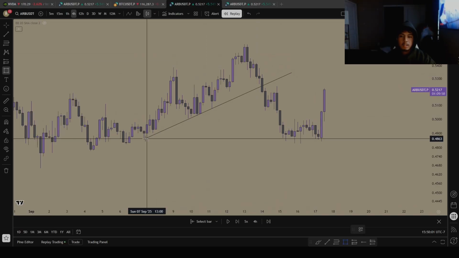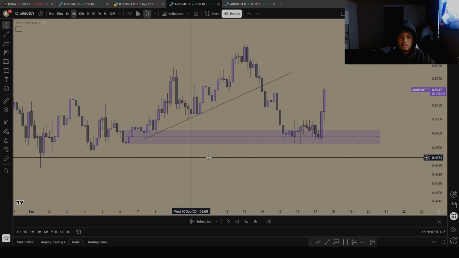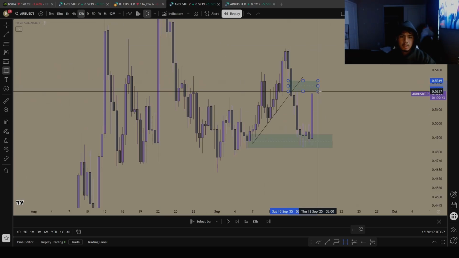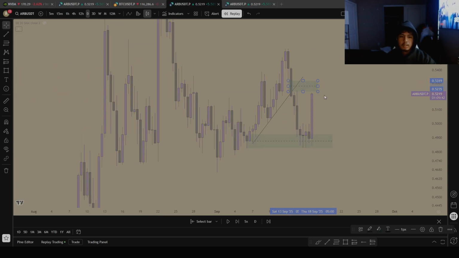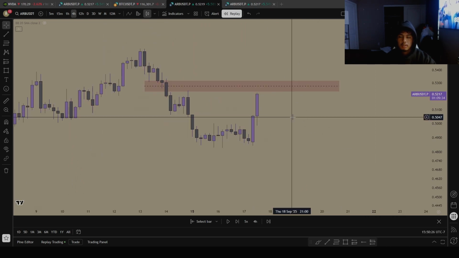Let's identify supply and demand. Right here. Boom. Right. Include these touches. Boom. Green box. And then, identify some fair value gaps. Identify some zones. Right here. This is our daily. Let me see. Our daily gap right here. Just like that. Right. That's all you have to do.